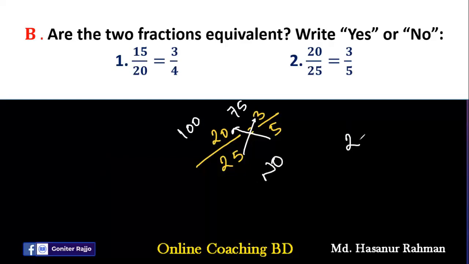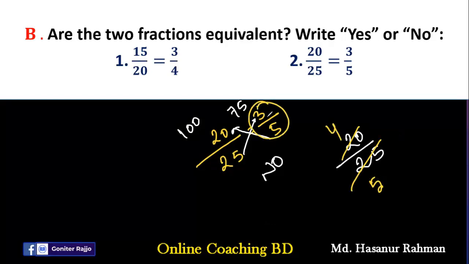And we can identify it in another way. Look, 20 divided by 25. If we divide 20 and 25 both by 5, then 5 4s are 20 and 5 5s are 25. So it should be 4 by 5. But here 3 by 5 is given. So this is not an equivalent fraction.